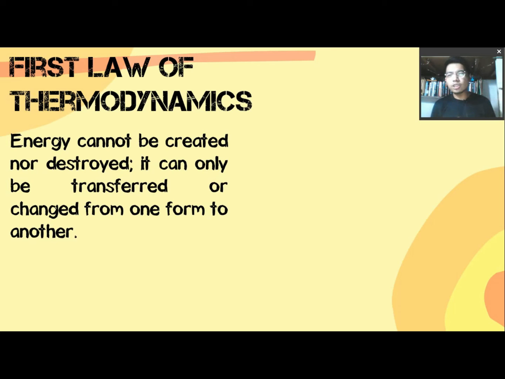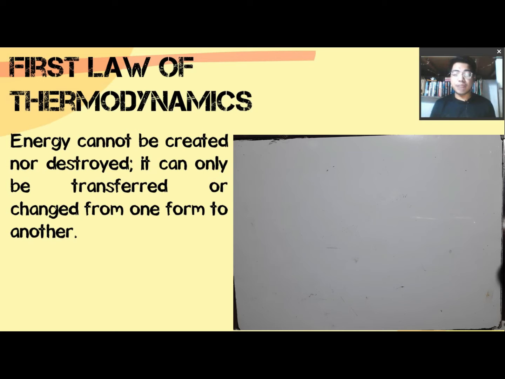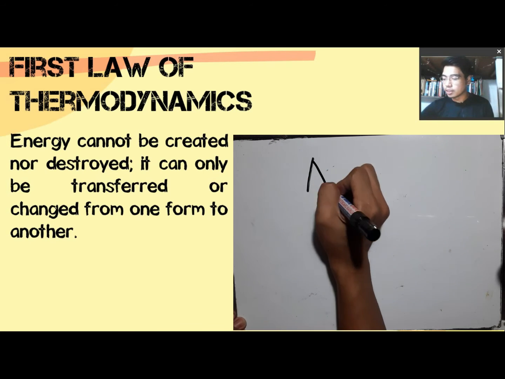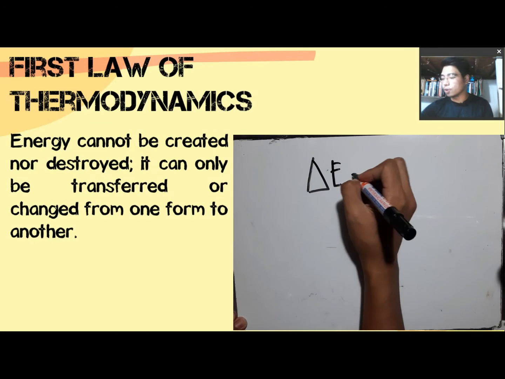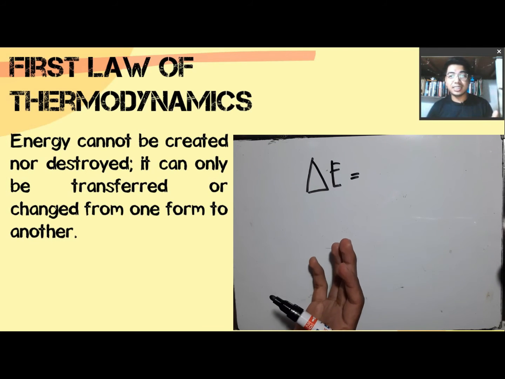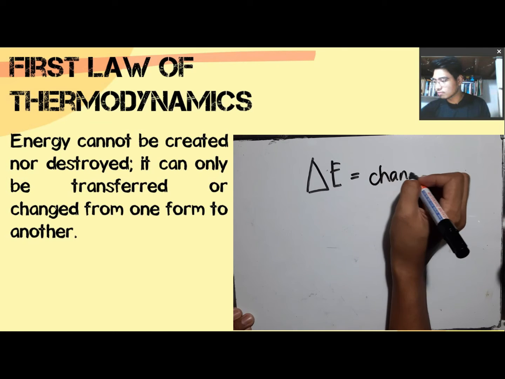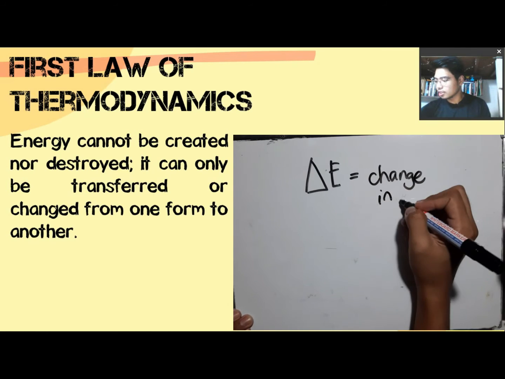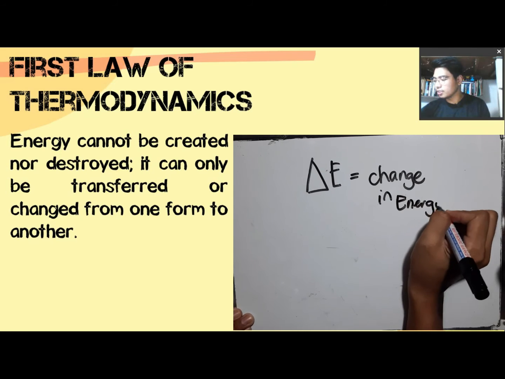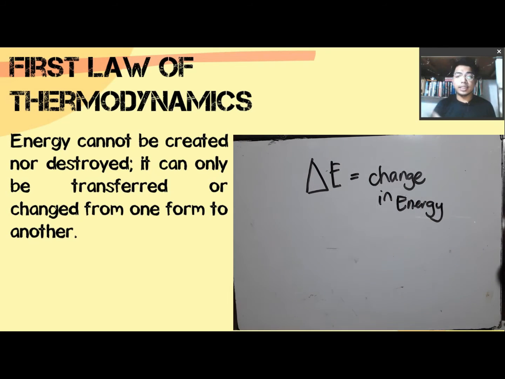Now, according to the first law of thermodynamics, energy cannot be created nor destroyed. It can only be transferred or changed from one form to another. In the first law of thermodynamics, we are going to encounter different variables. Specifically, the first one is delta capital E, or delta E, which represents the change in energy. And the energy that we are talking about in thermodynamics is the kinetic energy that I mentioned earlier in this discussion.